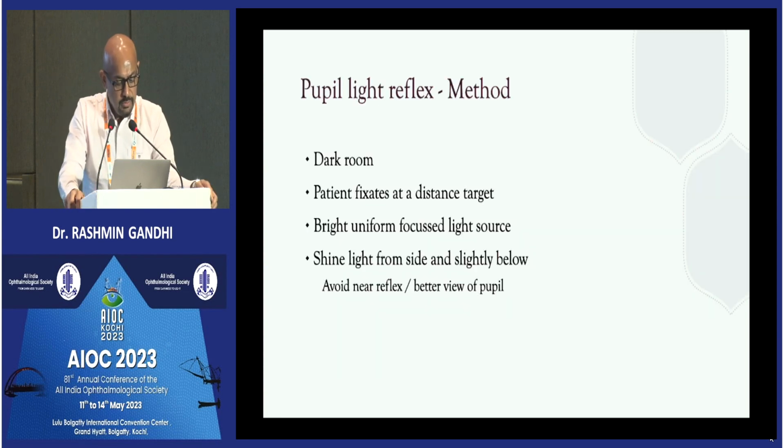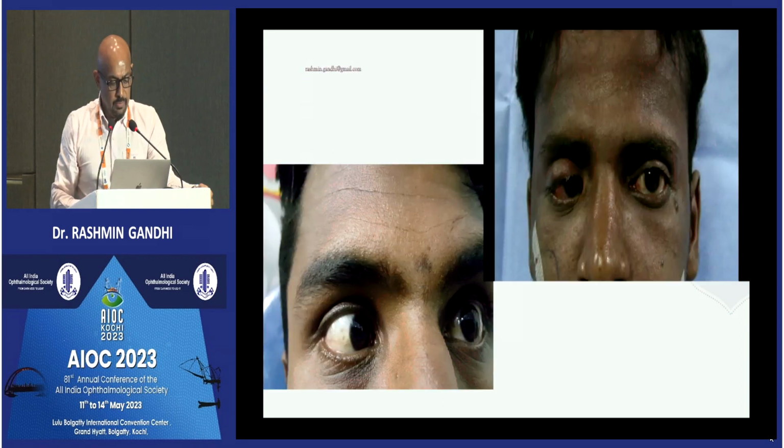These are the steps of doing pupillary evaluation, and that should actually be a norm in every patient that we see. And this I have taken from Dr. NJK's presentation, where the patient should be looking at a distant object in a dark room, and each pupil should be illuminated for an equal time at an equal angle.